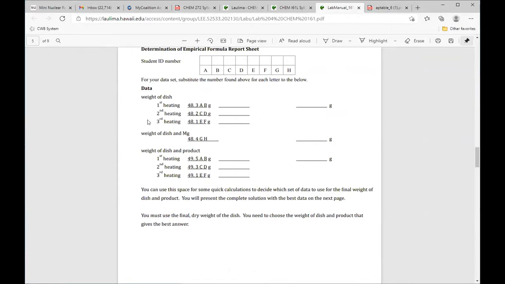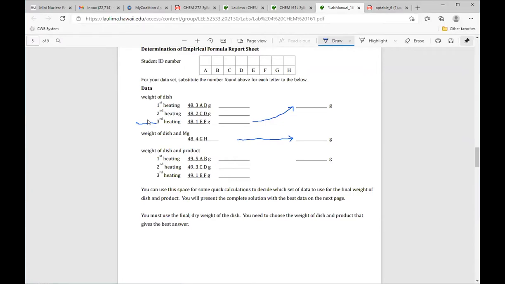So what do we write over here? We put that number there. So that's going to be the weight of the dish. And then the weight of the dish plus the magnesium, right? That you just write that there. And so to get the weight of magnesium, just this minus that, right? This minus that. And show your work, right?